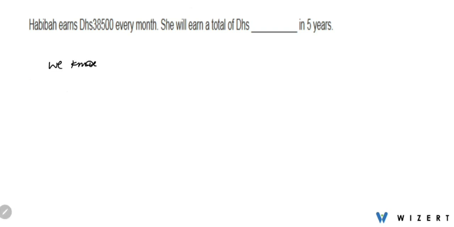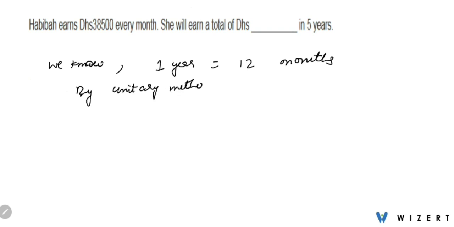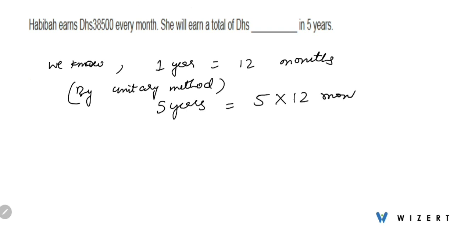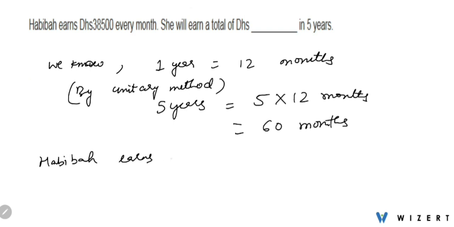So first of all, we know that 1 year is equal to 12 months. So we can find out by unitary method the number of months in 5 years. So in 5 years we can say there will be 5 multiplied by 12 months, which is equal to 60 months.